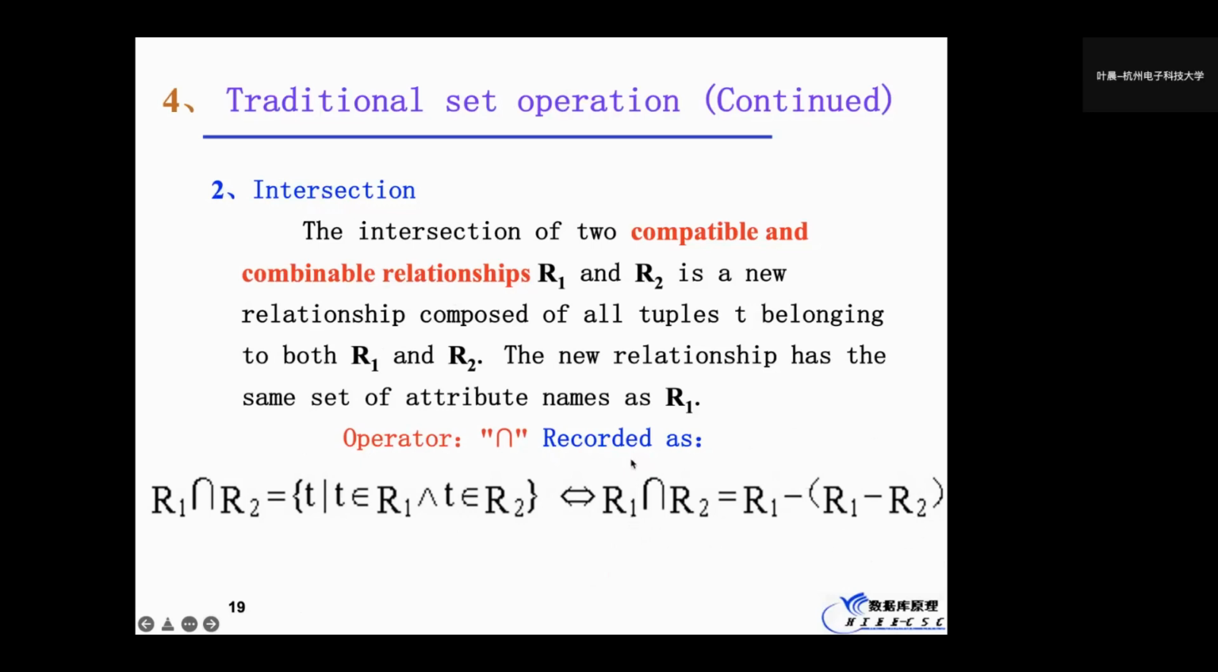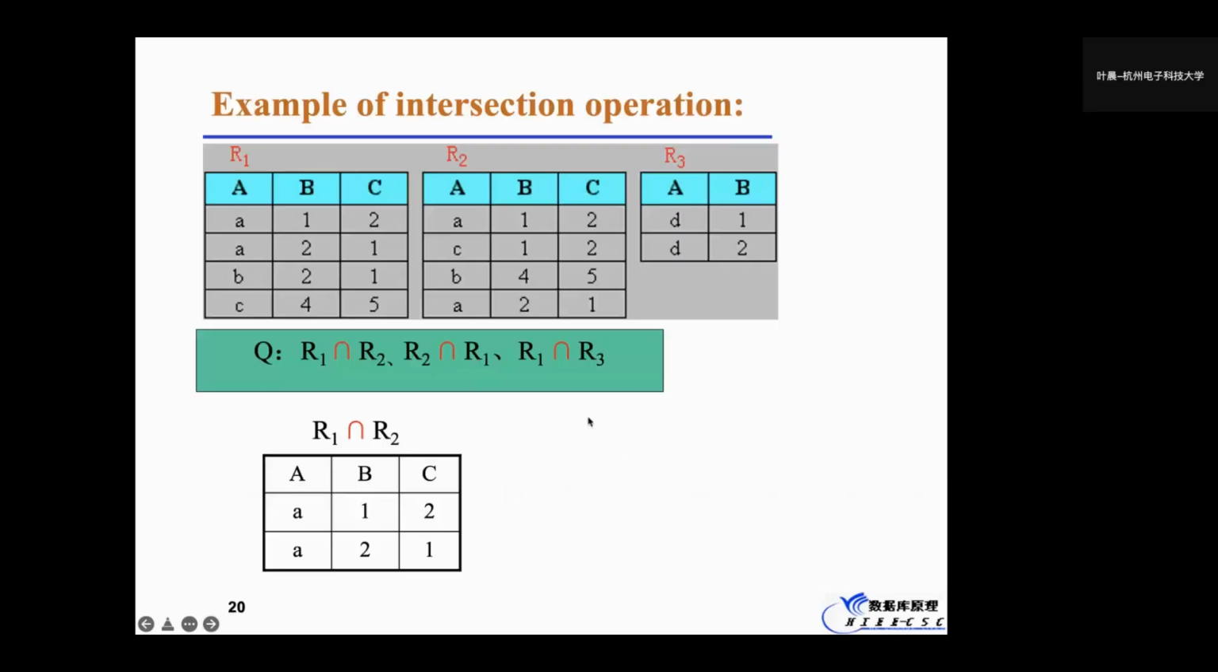Let's also see this example and what the result of these operations is. For R1 intersect R2, as they have the same attributes and their attributes have the same domain, we can do an intersection operation. Here is the result. Also, like the union operation, we can't do R1 intersection R3. That is illegal.